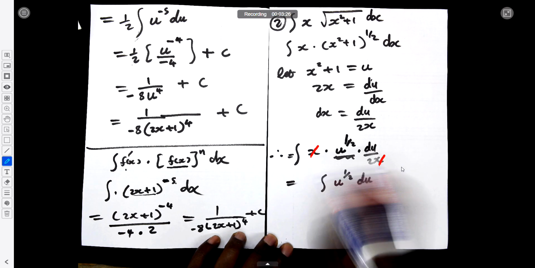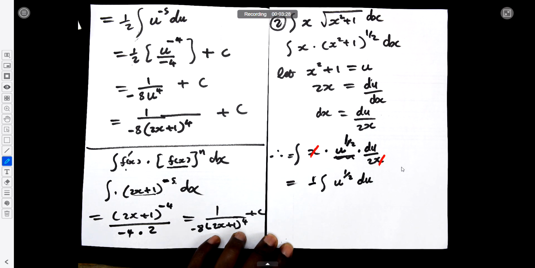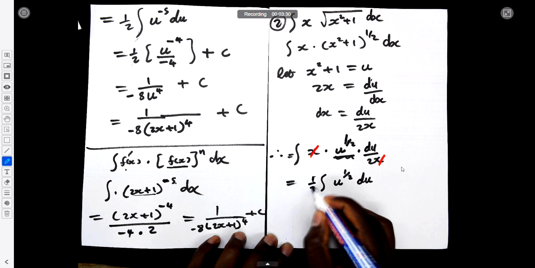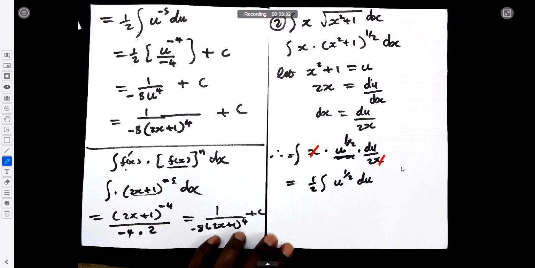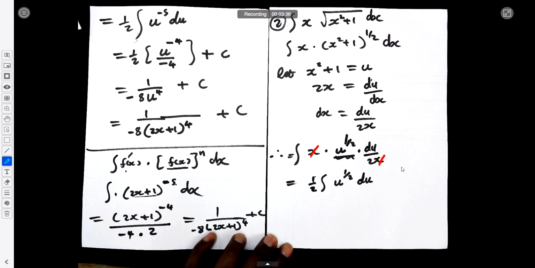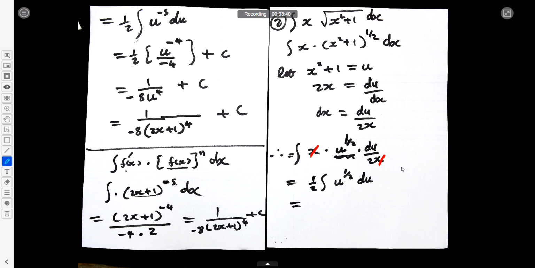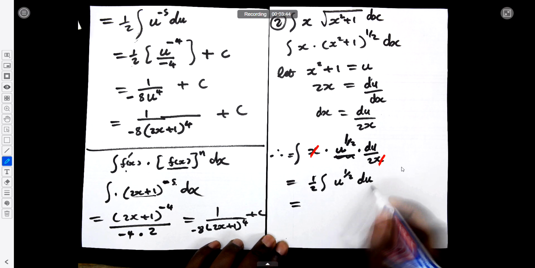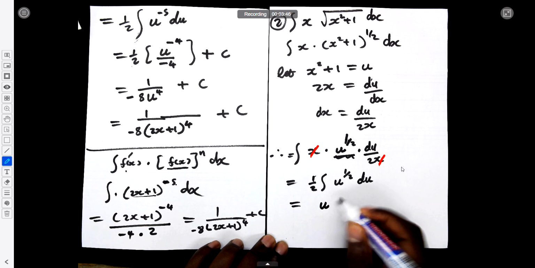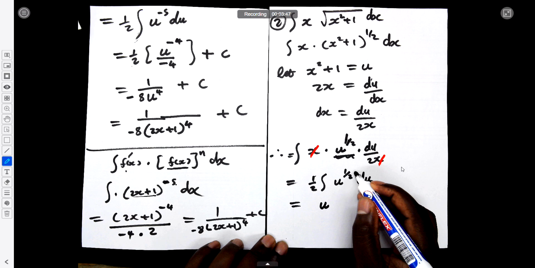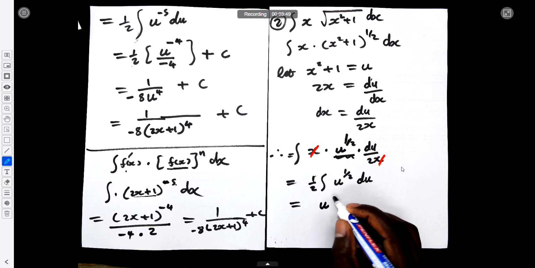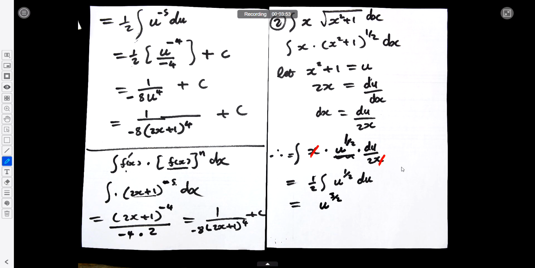So I'll be factoring out 1 in the numerator, and in the denominator, I'll be factoring out 2. So we're left with 1 over 2 as a factor. Therefore, now we can focus on the function u and integrate in terms of u. We know that is a power rule. We're going to add 1 to half. Half plus 1 is 3 over 2.